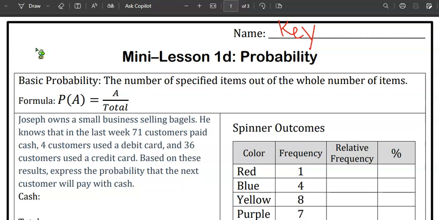Mini lesson 1D, probability. Basic probability: the number of specified items out of the whole number of items. The formula is P of A equals A over the total.